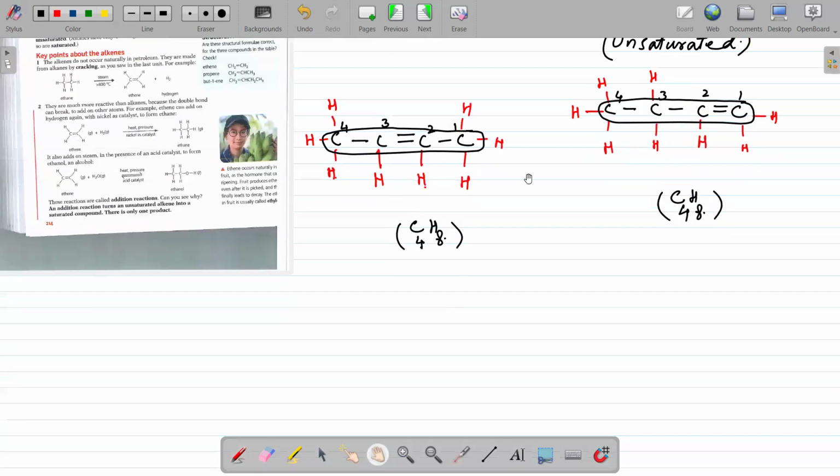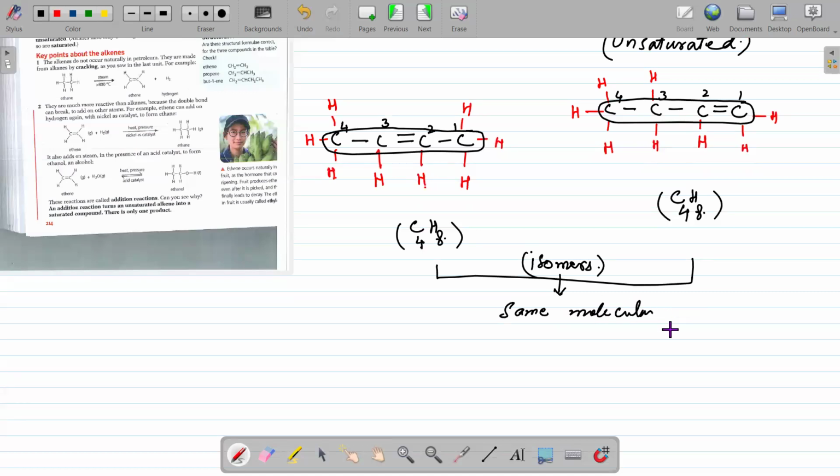Is it clear? So these two compounds are known as isomers of each other. Why are we calling them isomers of each other? Actually, they have the same molecular formula, right?